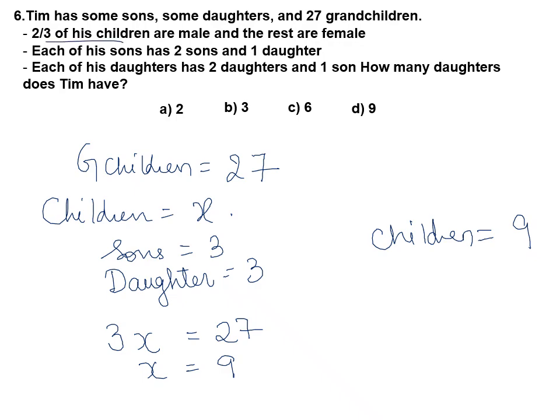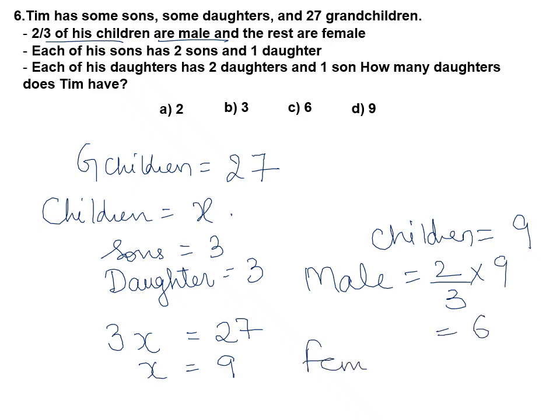Out of this 2/3 of his are male. तो मेल चाइल्ड कितने हुए, 2/3 of his total children which is 6. तो फीमेल चाइल्ड कितनी हुई, obviously that will be 1/3, that is 3. So how many daughters does Tim have? Tim has 3 daughters. I hope this is clear.